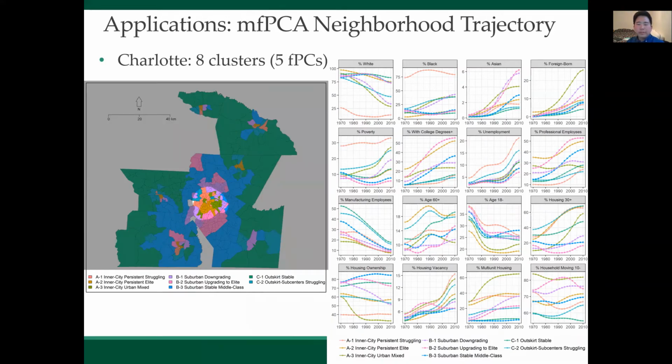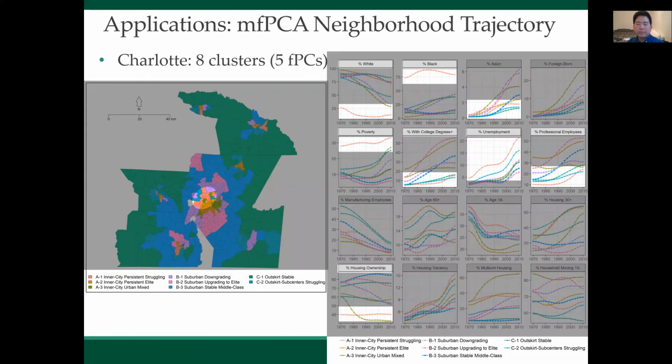There is a clear delineation of trajectories between inner city neighborhoods and suburban areas in Charlotte. The first neighborhood trajectory identifies inner city persistent struggling neighborhoods. This neighborhood experienced persistent struggling throughout the whole period, and the socioeconomic status has been very low across all years. The housing environment has degraded constantly over time.